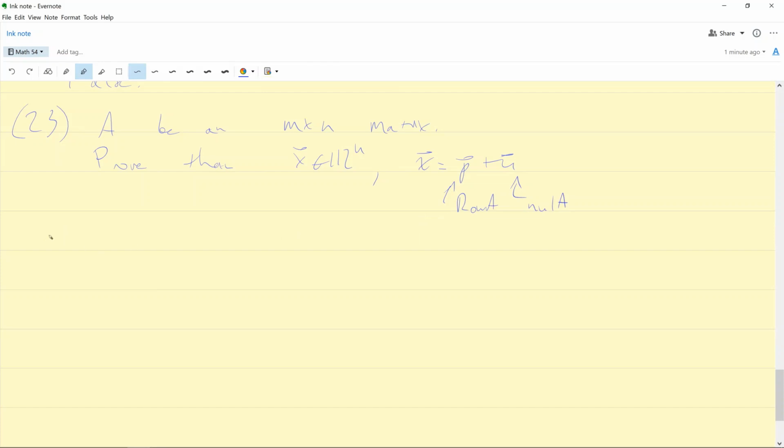And then also show that if Ax equals b is consistent, then there is a unique vector p inside the row space of A that solves the equation.